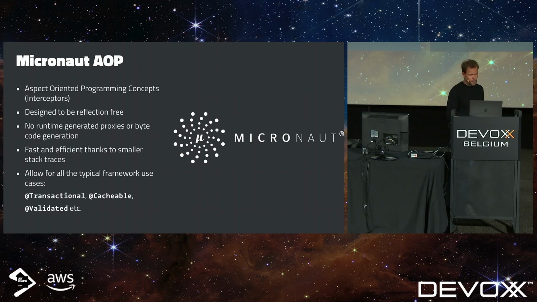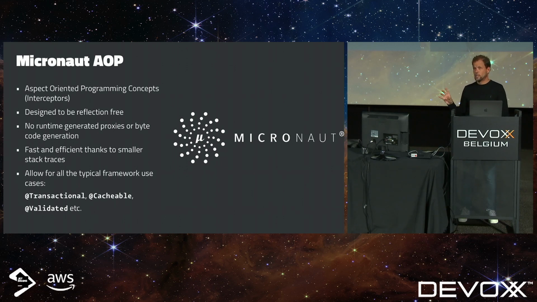It comes from a lot of the terminology that existed in previous frameworks. Basically, support for interceptors. The difference in comparison to things like Spring and CDI and so forth is that it's designed to be reflection-free and not to generate runtime proxies, right? So no bytecode generation, no runtime generation of proxies. Because all the method invocation between the framework and your code is direct method invocation, it leads to smaller stack traces that are easier to debug.